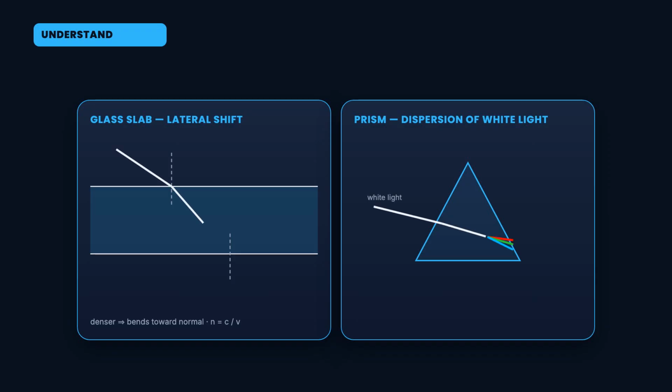Refraction is the bending of light as it changes medium. Going into a denser medium, light bends toward the normal. The refractive index, N, equals C by V, the speed of light in vacuum divided by its speed in the medium.